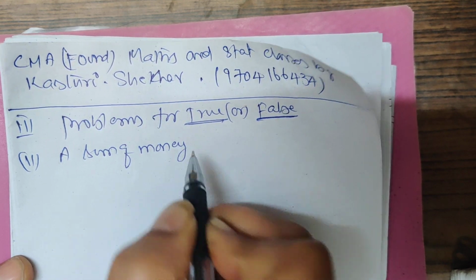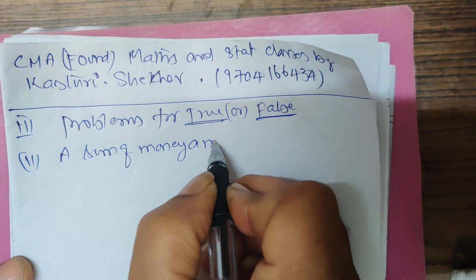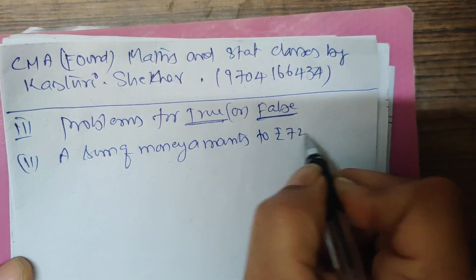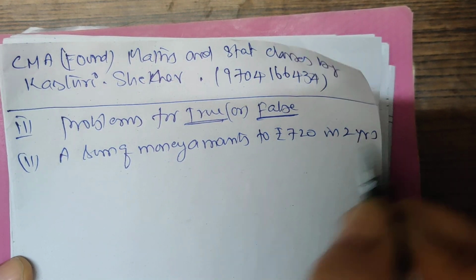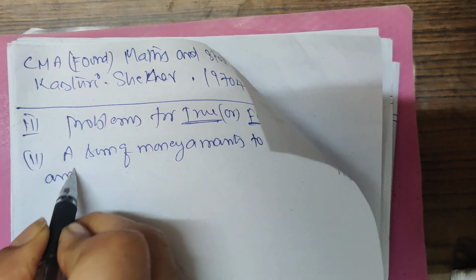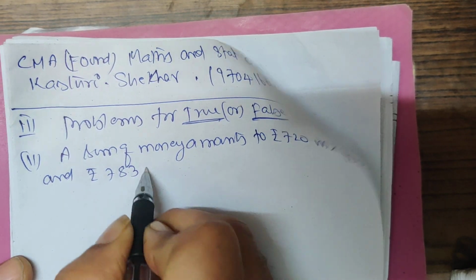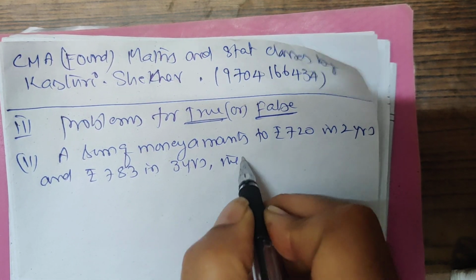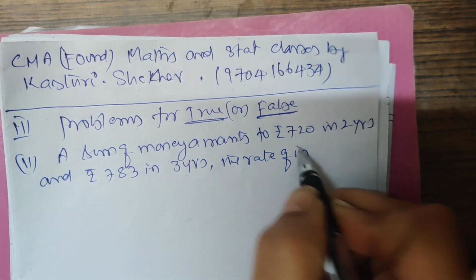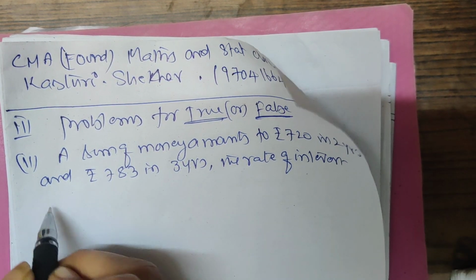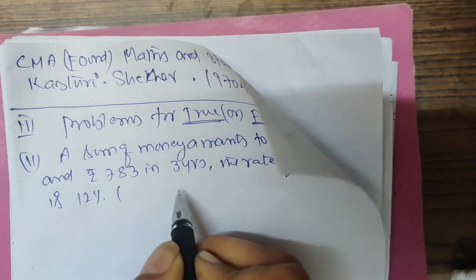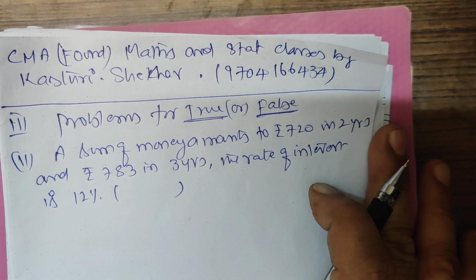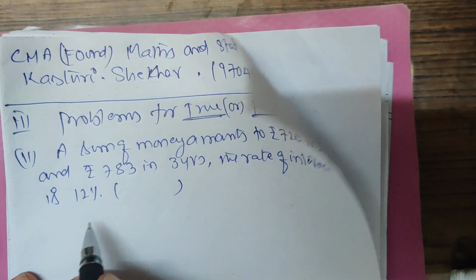A sum of money amounts to rupees 720 in 2 years and rupees 783 in 3 years, the rate of interest is 12%. You have to verify whether this is true or false. Let us see the question, sir.